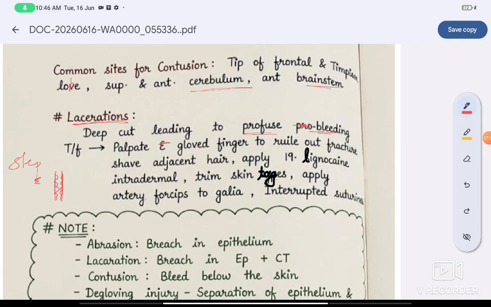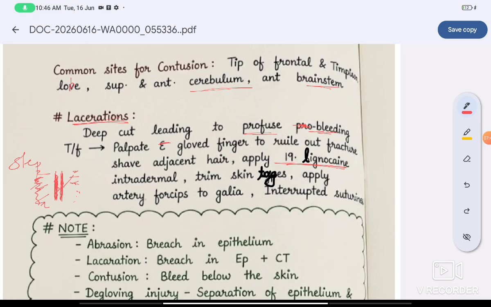Before that, you have to ensure that the hair in this region is either shaved off, or if shaving is not possible, it is managed with the help of some soap solution or something like that, so that hair does not fall into your operative field. After that, we administer local anesthesia, that is 1% lignocaine, to the patient intradermally. Then we trim the skin tags. Trimming helps to get very smooth and refined edges that can be easily approximated and heal with minimal scarring.